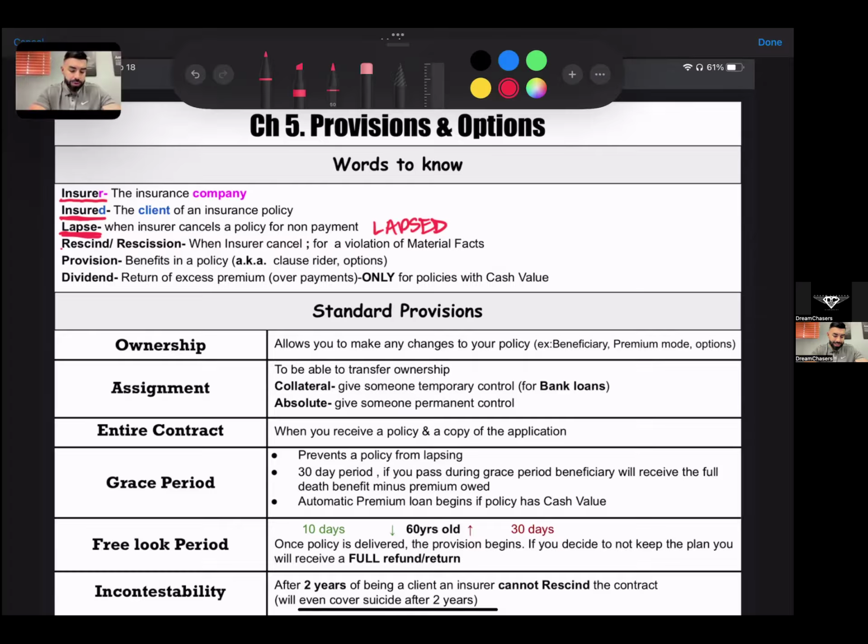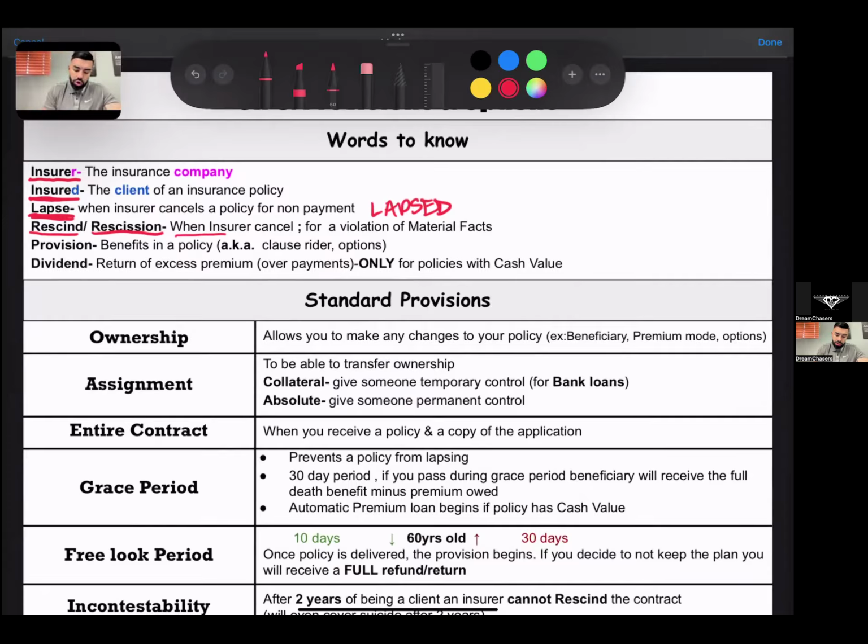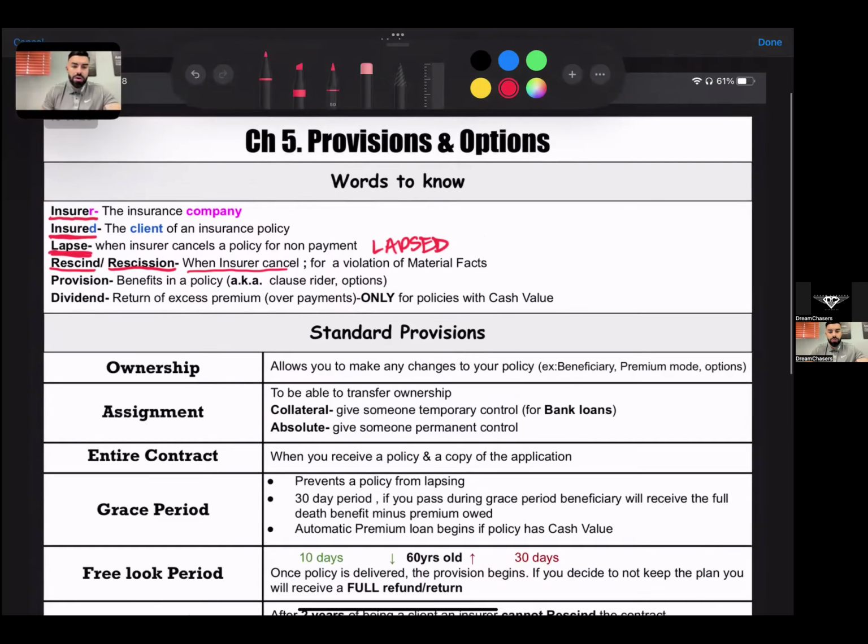The words rescind and rescission mean the exact same thing. It just depends on how they word it in the question, but they're the exact same word, just written differently. It is when an insurer cancels a policy for violating a material fact, meaning the company now has the right to cancel the policy because there was information that was withheld. As we continue on in this chapter, we'll go into a little more detail on that.